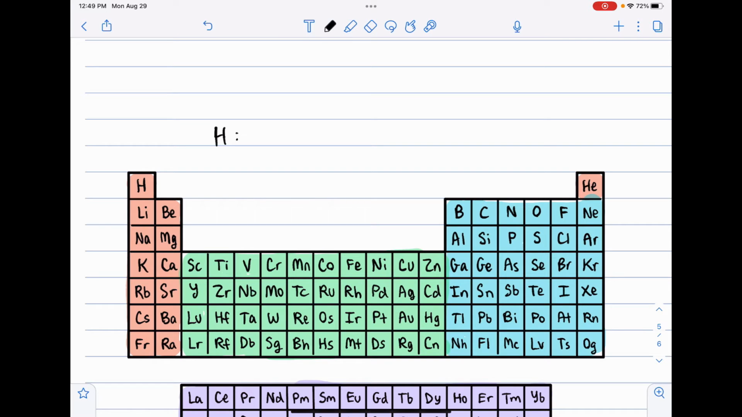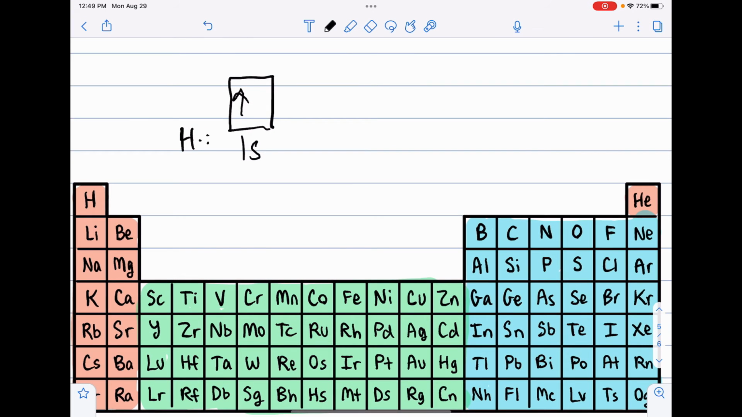So we'll have 1s, and we like to symbolize the orbitals as little boxes and the electrons as little arrows. So by convention, we always put the first electron in the box with the spin going up, and that's an up arrow. If I were to make this into now helium, I would add a second electron that was going down. So now the 1s subshell and the 1 energy level are filled.